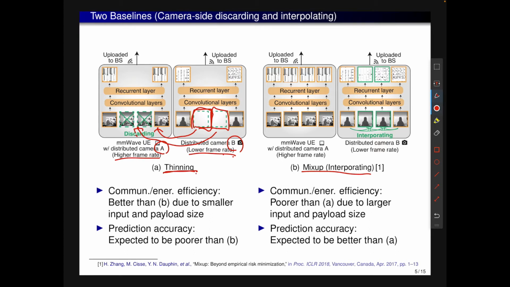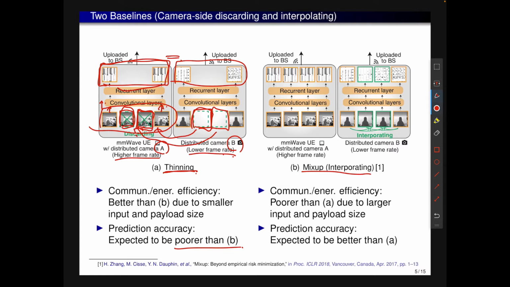In thinning, camera A discards the redundant images and feeds the remaining images into convolution layers, making the number of images compatible with the other one. In this case, communication and energy efficiency is better because the input size becomes smaller, so this makes the convolution and recurrent layers' computation costs smaller, and communication cost is better than the other baseline because of the smaller payload size. But you discard the essential feature images, so the prediction accuracy may be poorer than the other baseline.